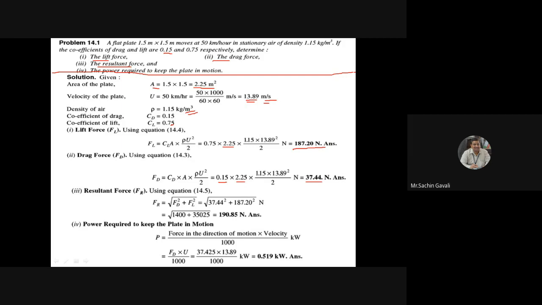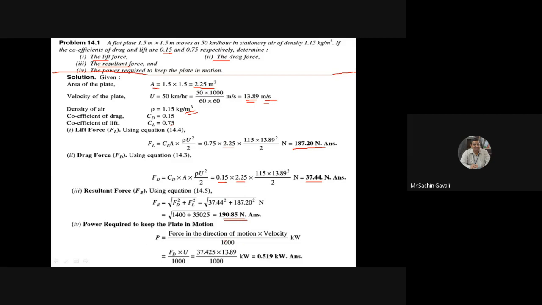Next is resultant force. Resultant force FR is equal to square root of FD square plus FL square. Resultant force is equal to 190.85 Newton.